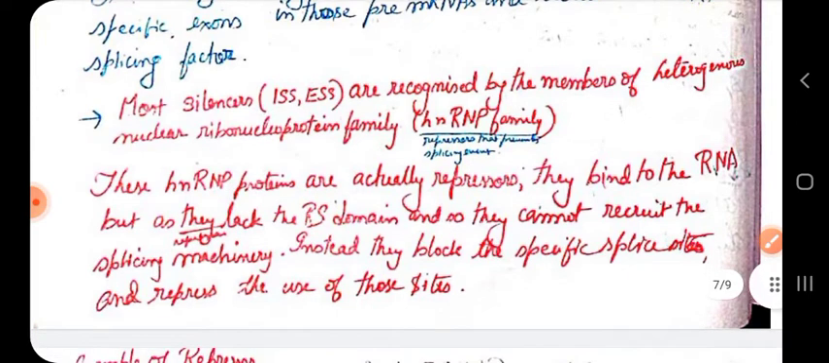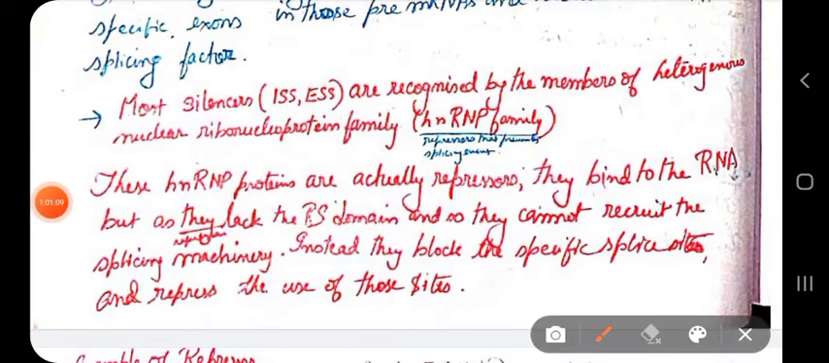But those which are repressors, most of the repressors are from the heterogeneous nuclear ribonucleoprotein family, which is the HNRNP family. They bind to the silencer region, and after binding, they block the splice sites so that the splicing machinery cannot come and bind. Thus, they repress the splicing process.